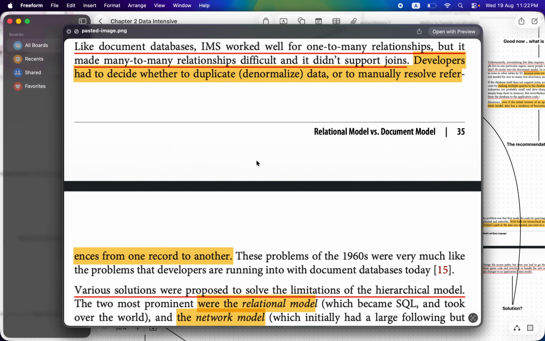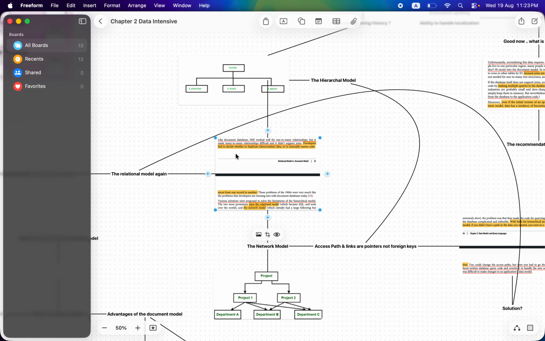So, okay, the hierarchical model was like the document model. It worked well with one-to-many relationships, but it was not good with many-to-many. It was difficult to handle, and again it didn't support joins. So developers had to decide whether to duplicate and denormalize data, or manually resolve references from one record to another. And to solve this problem, we had two options introduced. The first was the relational model. Again, we'll go back to it. And the second one was the network model. So we'll start with the network model.